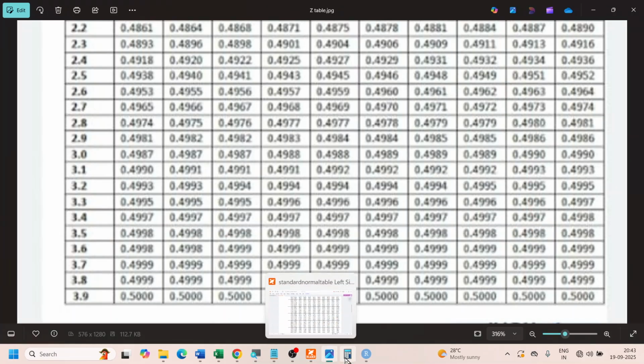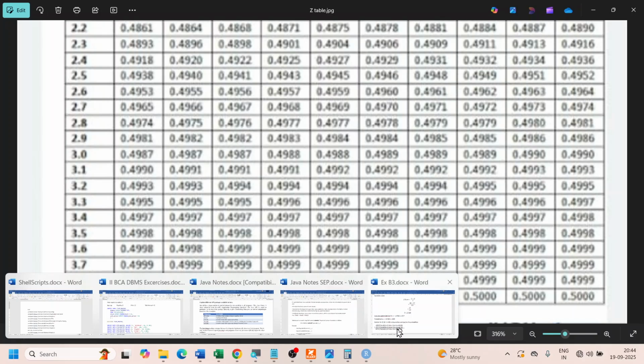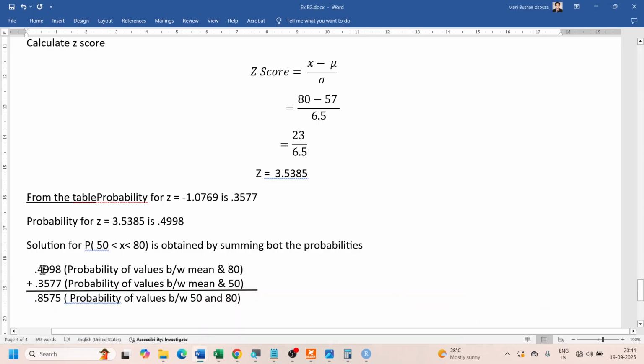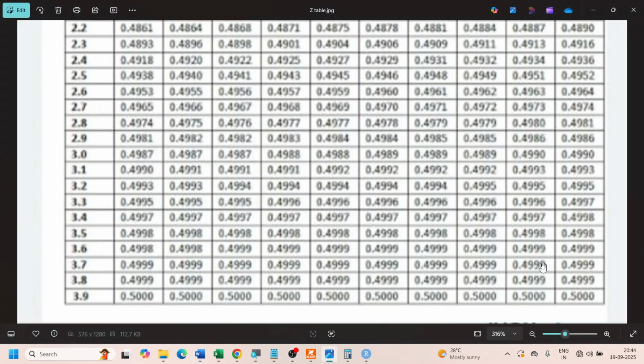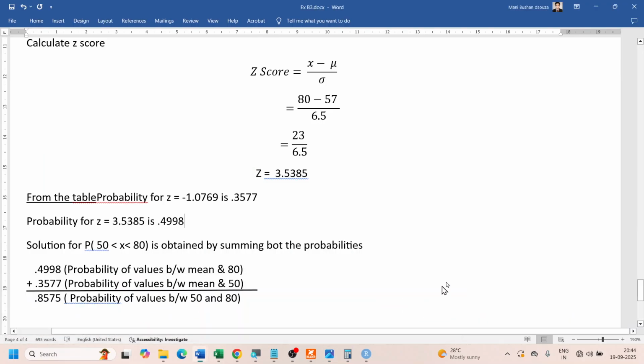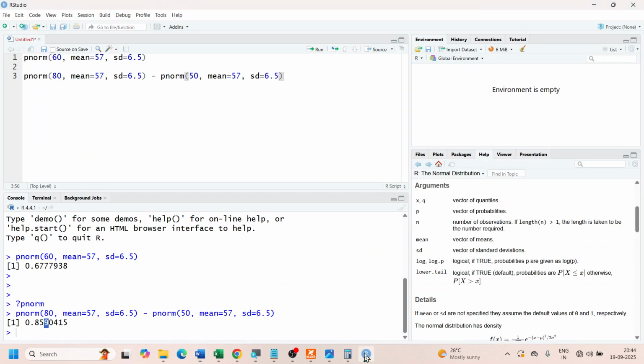Let's look at that one here. So I made a note of that. The next one is 0.4998. If you notice here, 3.5, 0.4998. This is the value that I've taken. Here you have to just add them because you are using the other table. You just add them together. So 0.3577 plus 0.4998, you're going to get the same value, 0.8575, but R will give you a slightly better value, that is 0.859.